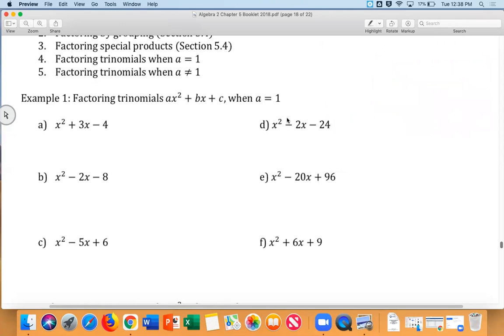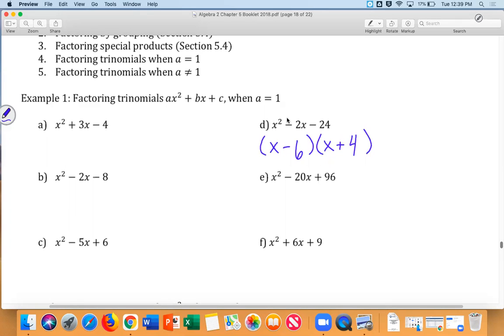All right. So let's look at D. Okay. Now I don't have anything on the board. All right. x squared minus 2x minus 24. I'm kind of thinking this is going to be an x minus a bigger number times x plus my smaller number. What numbers are going in there? What numbers multiply to give me negative 24, but add up to give me negative 2? 6 and 4, right? So negative 6 and positive 4.